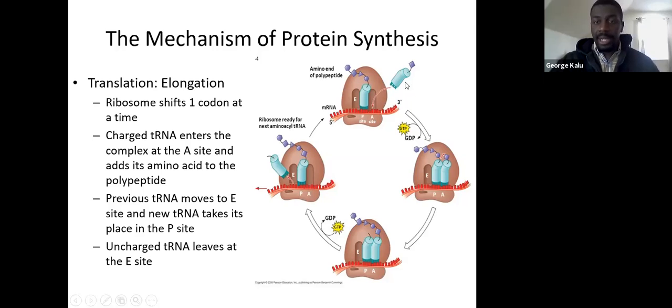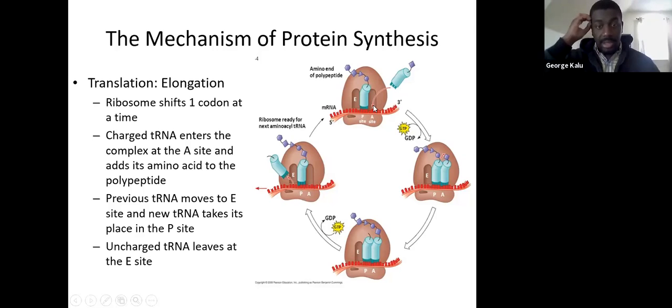So just to recap, we have our tRNA that enters at the A site and attaches its amino acid to the growing polypeptide. Once it attaches, we now have an uncharged tRNA, one that no longer has its amino acid attached. It's going to move into the E site. The one in the A site is going to take its place in the P site. The tRNA that moves into the E site is going to get ejected out. And the one in the P site is now ready for a new amino acid to attach to it when a new tRNA comes in at the A site.